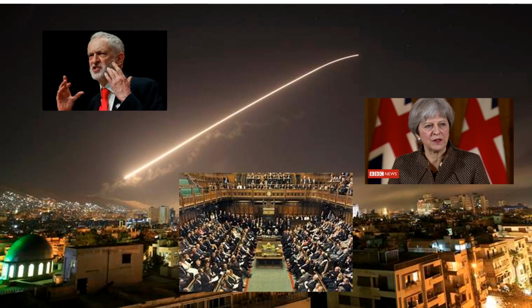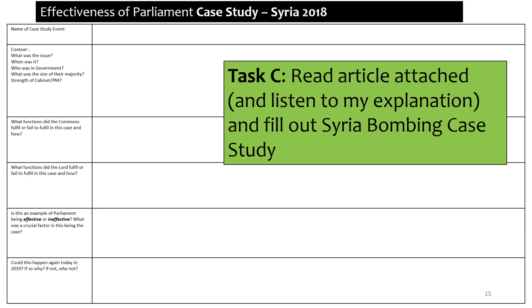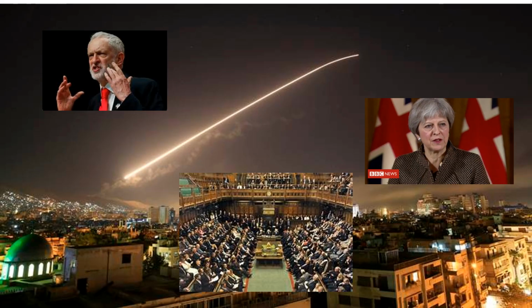So, today's lesson, I wanted to talk a little bit about this particular case study of the war in Syria, or sorry, should I say very specifically, what happened in March 2018. So in March 2018, Theresa May was Prime Minister. Jeremy Corbyn was Leader of the Opposition. He stands down this week, but at that point he was Leader of the Opposition.